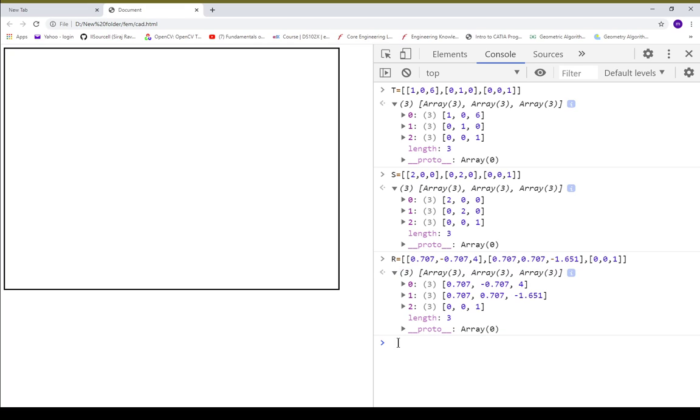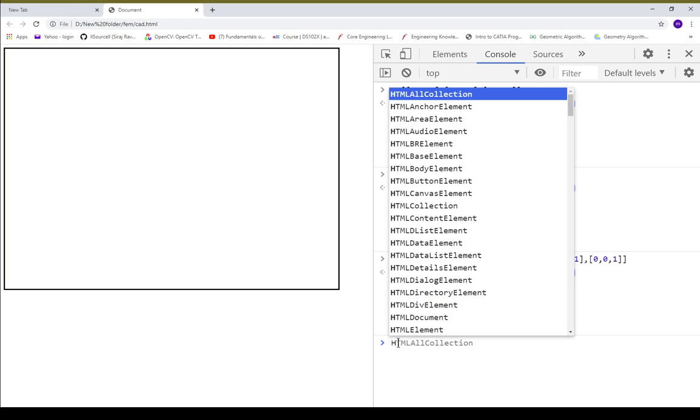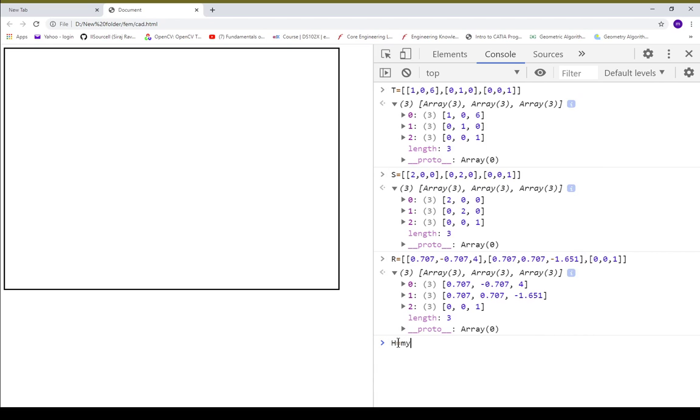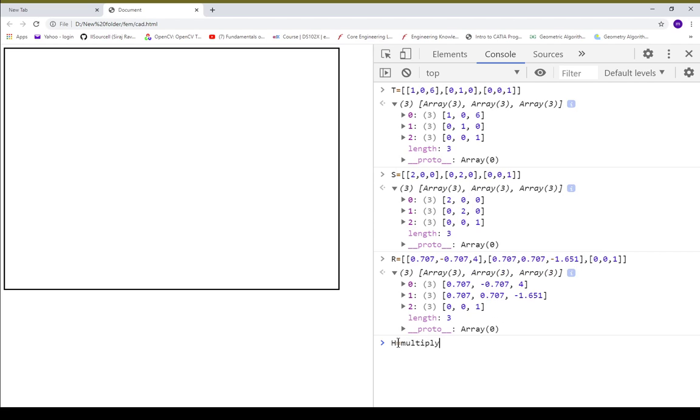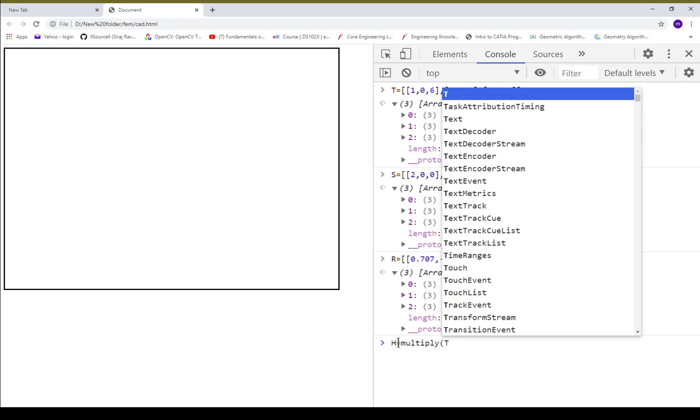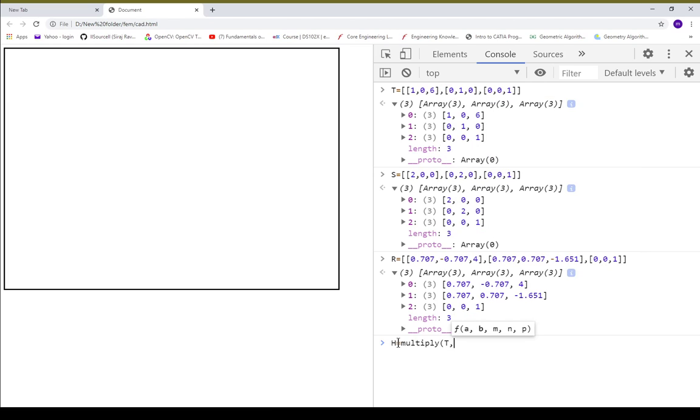Okay, so let's go and write down. Okay, let's get the H first, so that will be a lot easier. So capital H equal to multiply. Okay, so multiply first T comma S comma 3 comma 3 comma 3. So this is what I am going to do.